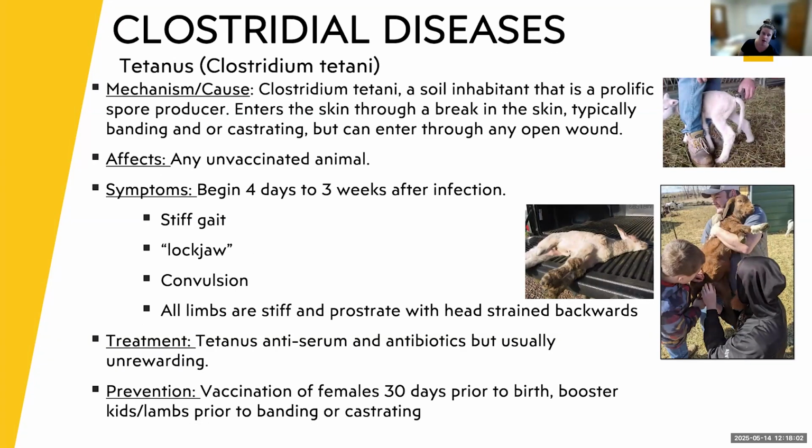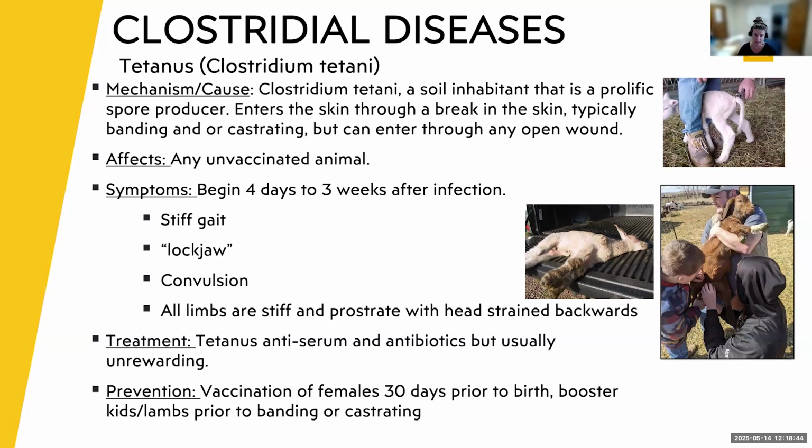So tetanus is caused by Clostridium tetani, which is a soil inhabitant. It's very prolific. It's in a lot of our soils. It enters the skin through a break in the skin, typically through banding or castrating, but it can enter through any open wound. And the main thing there is an open wound. So it needs an anaerobic environment to actually proliferate and grow. So if it just gets on the back of your hand or the wool of your lamb, it's actually going to be fine. However, if there's a break in that skin and it gets in there, that's when we have more problems.